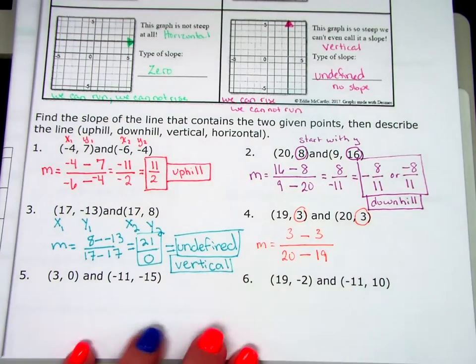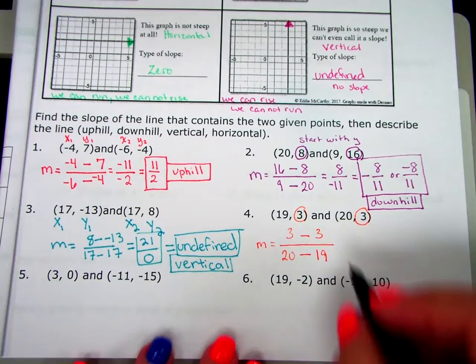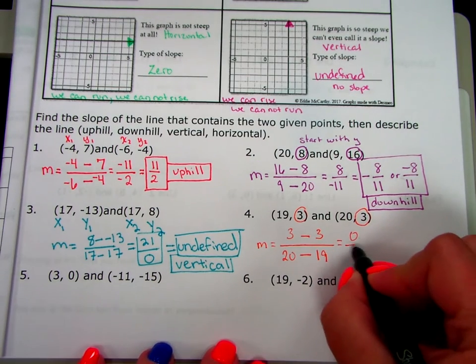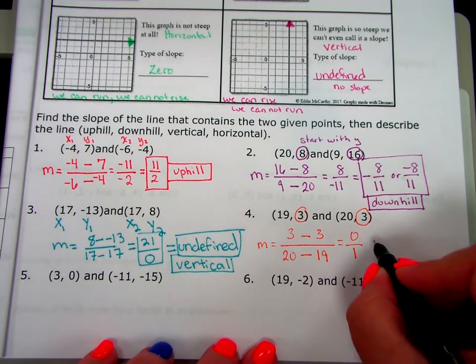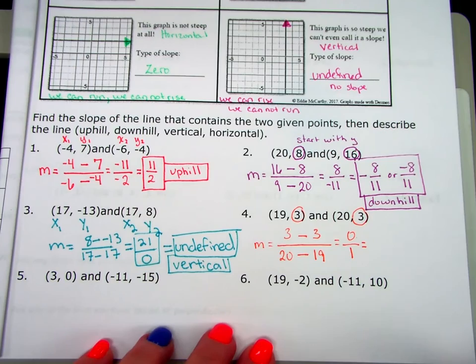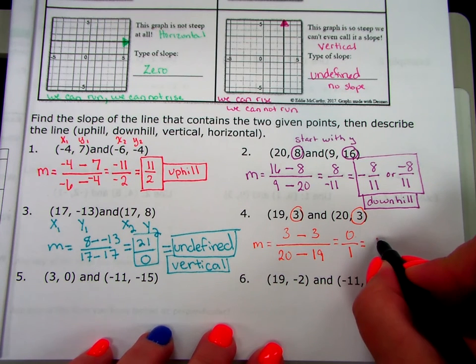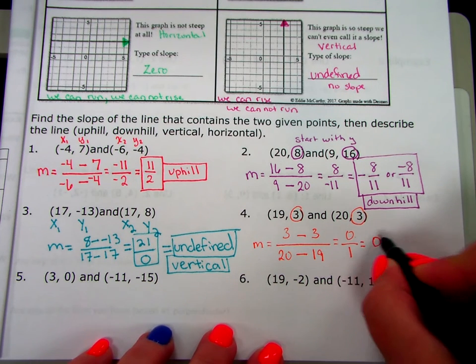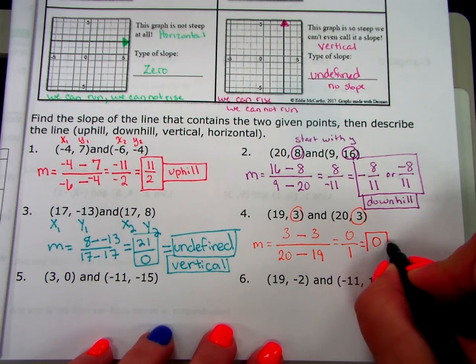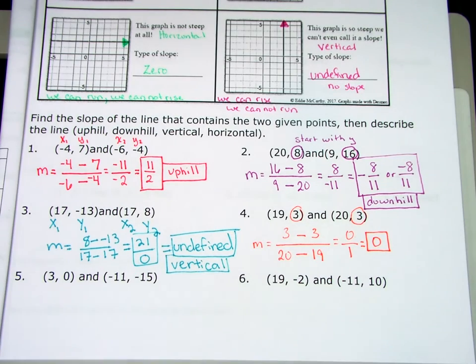3 minus 3? 0. 20 minus 19? 1. 0 over 1 reduces to? 0. Is it 0 or undefined? I've heard of both. 0. Again, if you're not sure, you can type them in your calculator. So this one is 0 for my slope, which means what does this one look like? Horizontal. This one is horizontal.